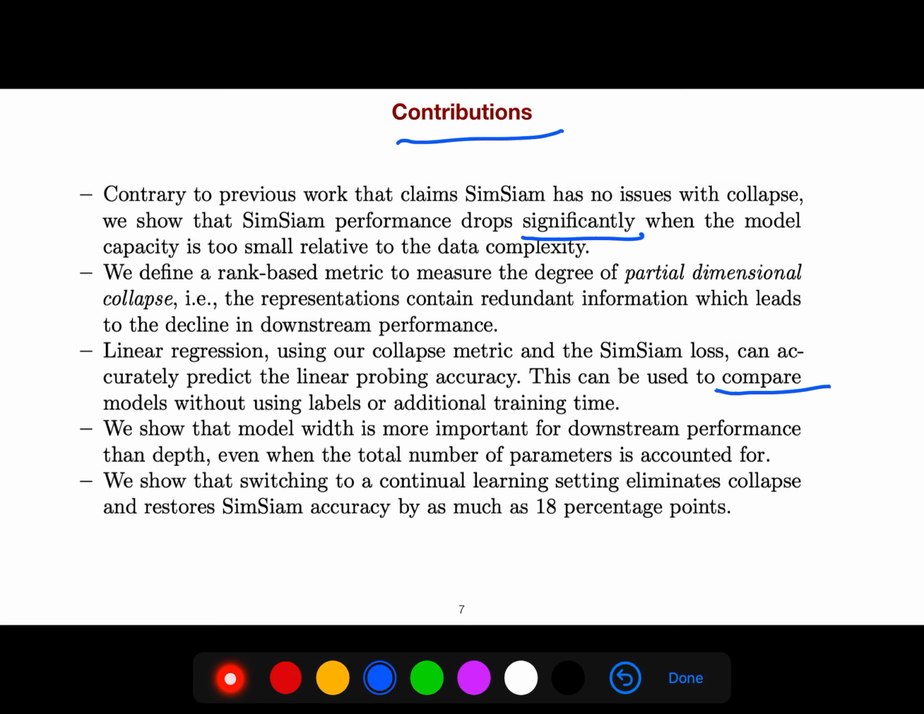They show that model width is more important for downstream performance than depth, even when the total number of parameters is accounted for. They also show that switching to a continual learning setting eliminates collapse and restores SimSiam accuracy by as much as 80 percentage points.